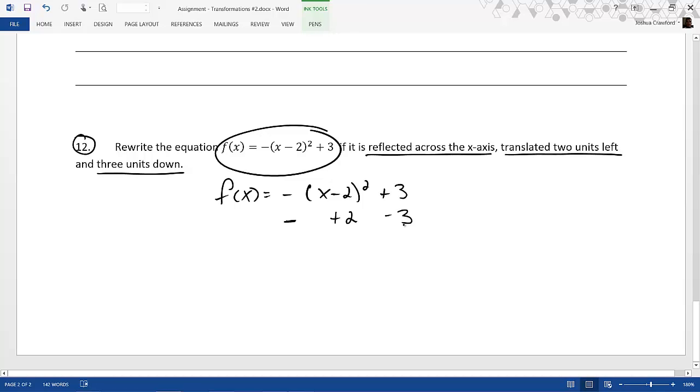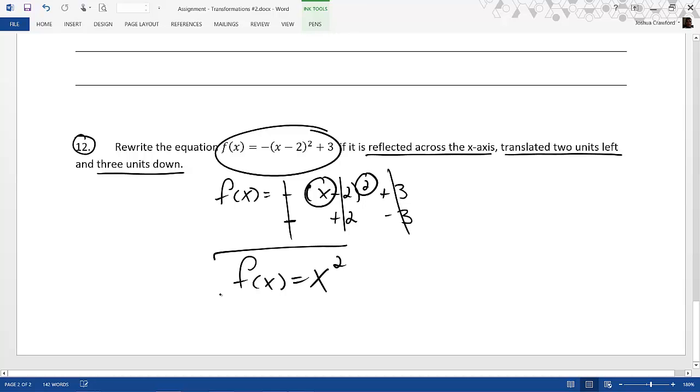So what happens with this function? So a negative and a negative cancel. A minus 2 and a positive 2 cancel. Positive 3 and a negative 3 cancel. And you're left with f of x equals x squared. How about that? All right, and that's it.